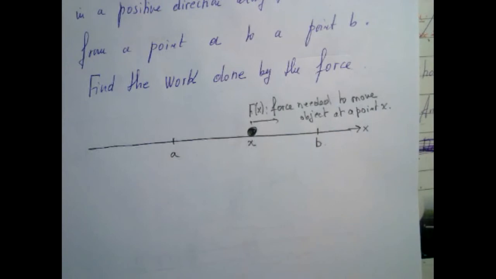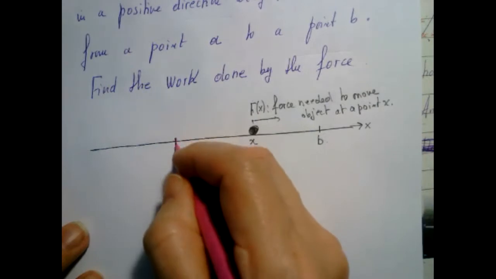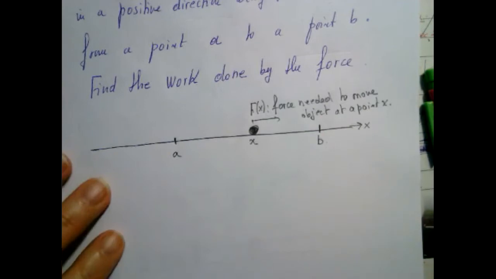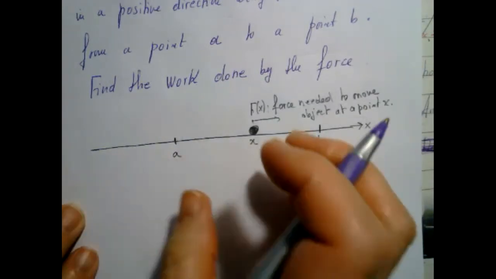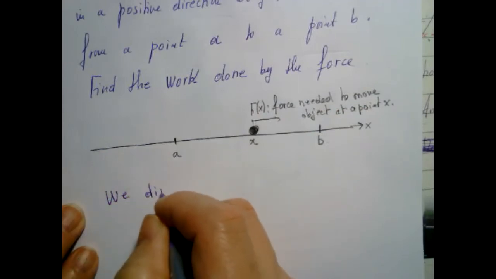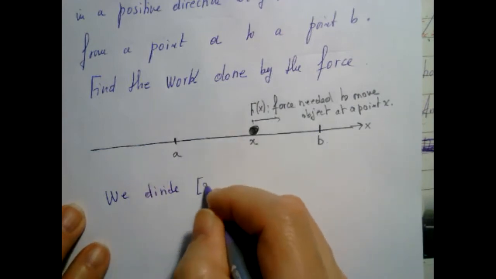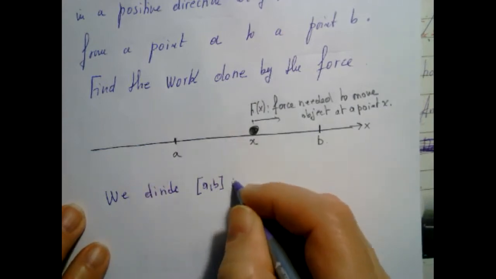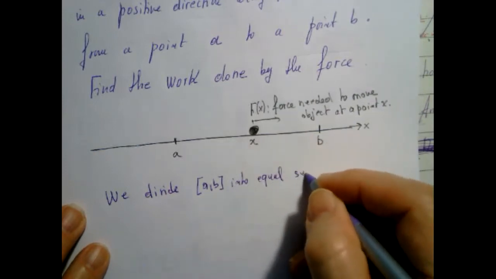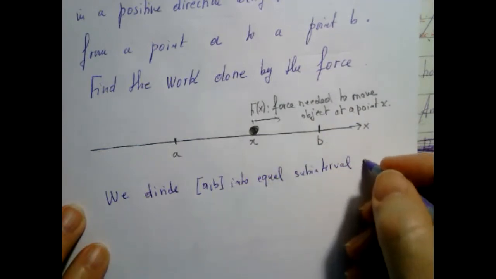We will solve this problem like we always solve those calculus problems when things vary. Since the force changes, we're going to break the problem into pieces, cut into chunks the following way. We divide the interval AB into little equal subintervals of length delta x each.